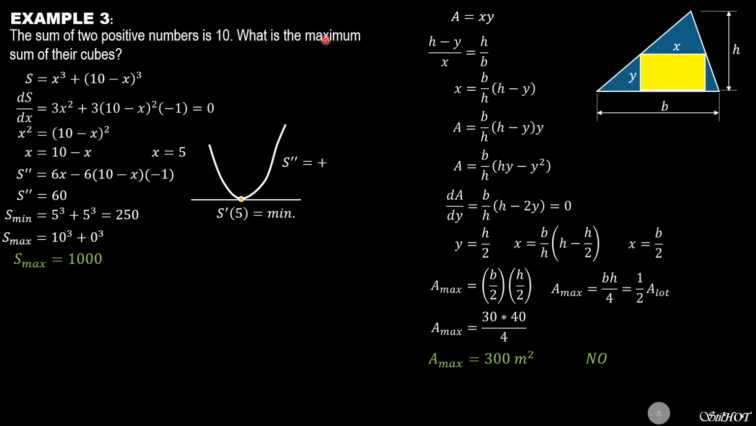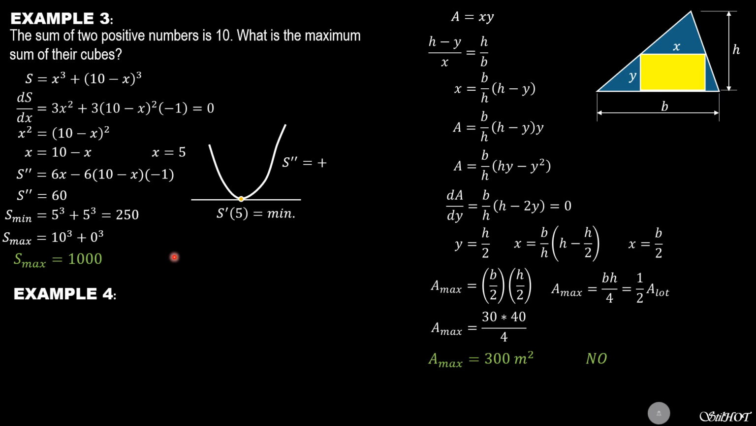We are looking for the maximum. By principle, the maximum value occurs maybe at the left or at the right endpoint. So if it occurs at the left, then that means the first number is 10 and the second number is 0. Same is true if it occurs at the right, the first number is 0, the second number is 10. So the maximum sum of the cubes is 10 cubed, which is 1000.